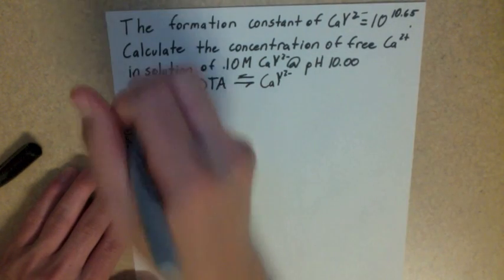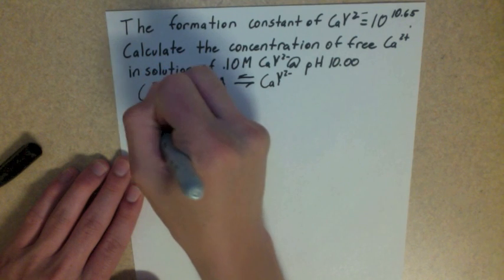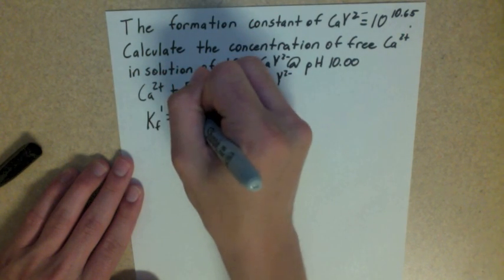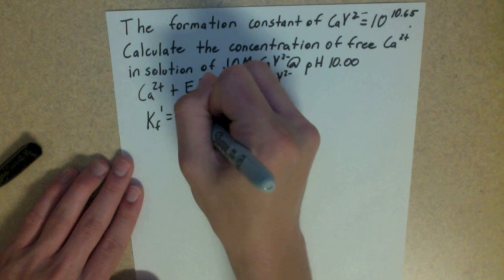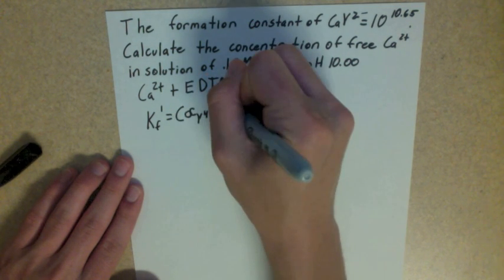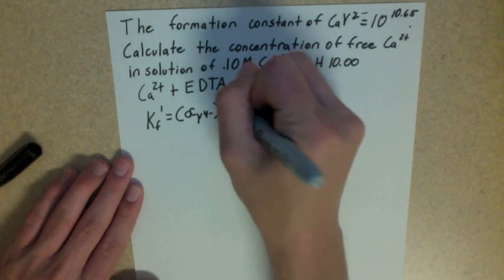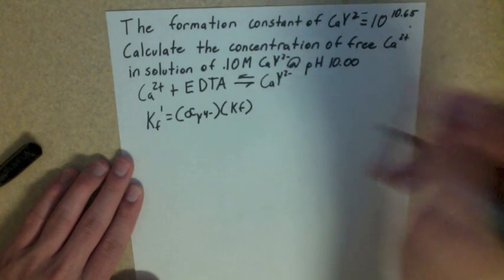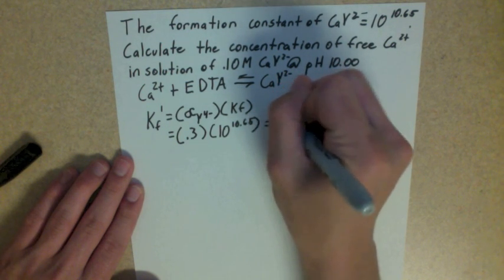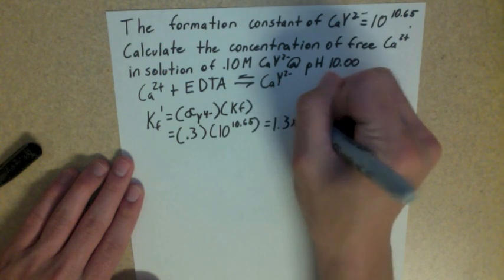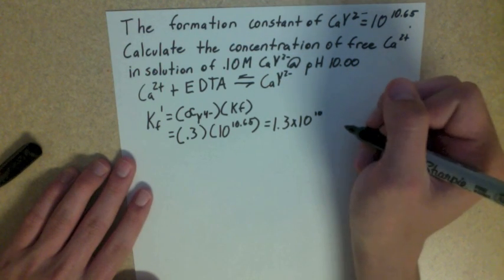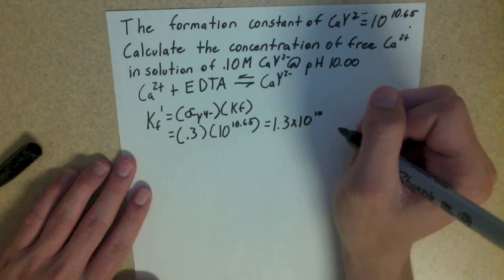Now, since we have a metal ion, EDTA, and the compound of EDTA with the metal ion in our equation, we need a conditional formation constant, whose equation is Kf prime equals Kf times the fraction of Y4- in the solution. The Kf given in the equation is 10 to the 10.65, and the fraction of Y4- at the pH of 10 is 0.3. When multiplied together, we get a conditional formation constant of 1.3 times 10 to the 10th.